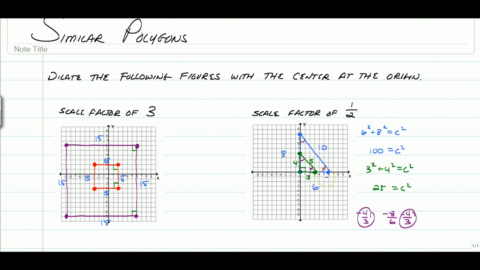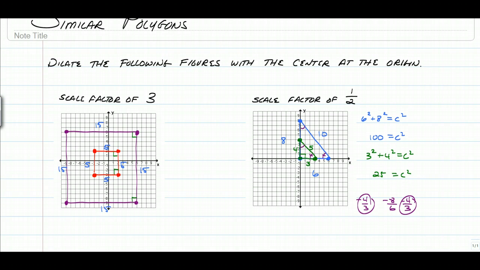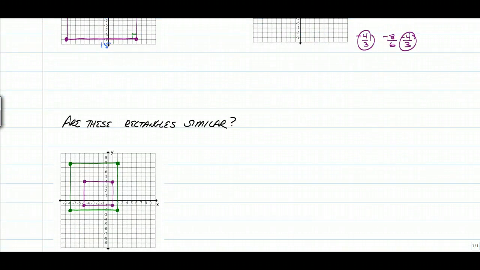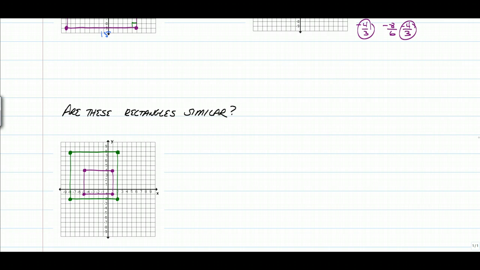Okay, so the angles of similar polygons will stay the same, but the ratio of sides will be a consistent ratio from one side to the next. All right, so basically, let's see if you can determine: are these rectangles similar? So that's your job. Pause the video and do a little bit of investigation and tell me if these rectangles are similar. There's a few different ways you can do it. I'll let you try your own way. Pause it, give it a try, click play when you're ready.